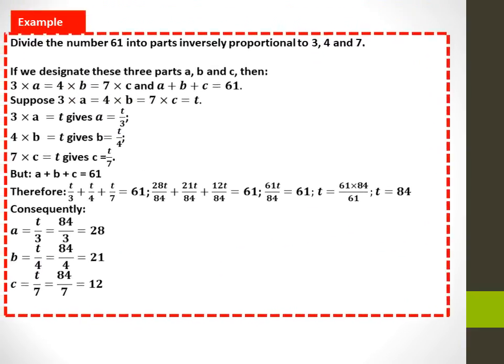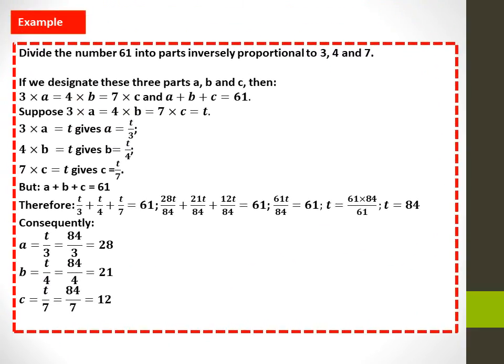Example: divide the number 61 into parts inversely proportional to 3, 4, and 7. If we designate these three parts A, B, and C, then 3 times A equals 4 times B equals 7 times C, and A plus B plus C equals 61. Suppose 3 times A equals 4 times B equals 7 times C equals T. In this case, A would be equal to T over 3, B would be equal to T over 4, and C would be equal to T over 7.